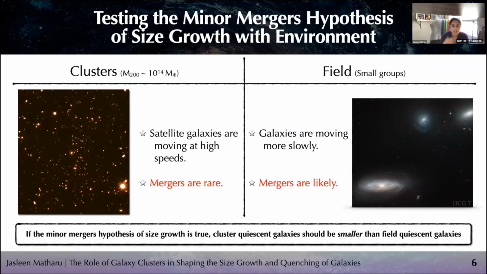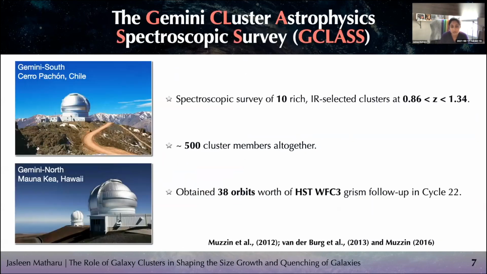And one way you can actually test the minor mergers hypothesis of size growth is by using environment as a laboratory. So satellite galaxies in clusters are actually moving at very high speeds, making mergers between them rare. But the opposite is true in the field environment. So if the minor mergers hypothesis is true, cluster quiescent galaxies should actually be smaller than field quiescent galaxies at fixed stellar mass. So to do this experiment, you need a statistically significant sample size of cluster galaxies to be able to measure a size offset reliably.